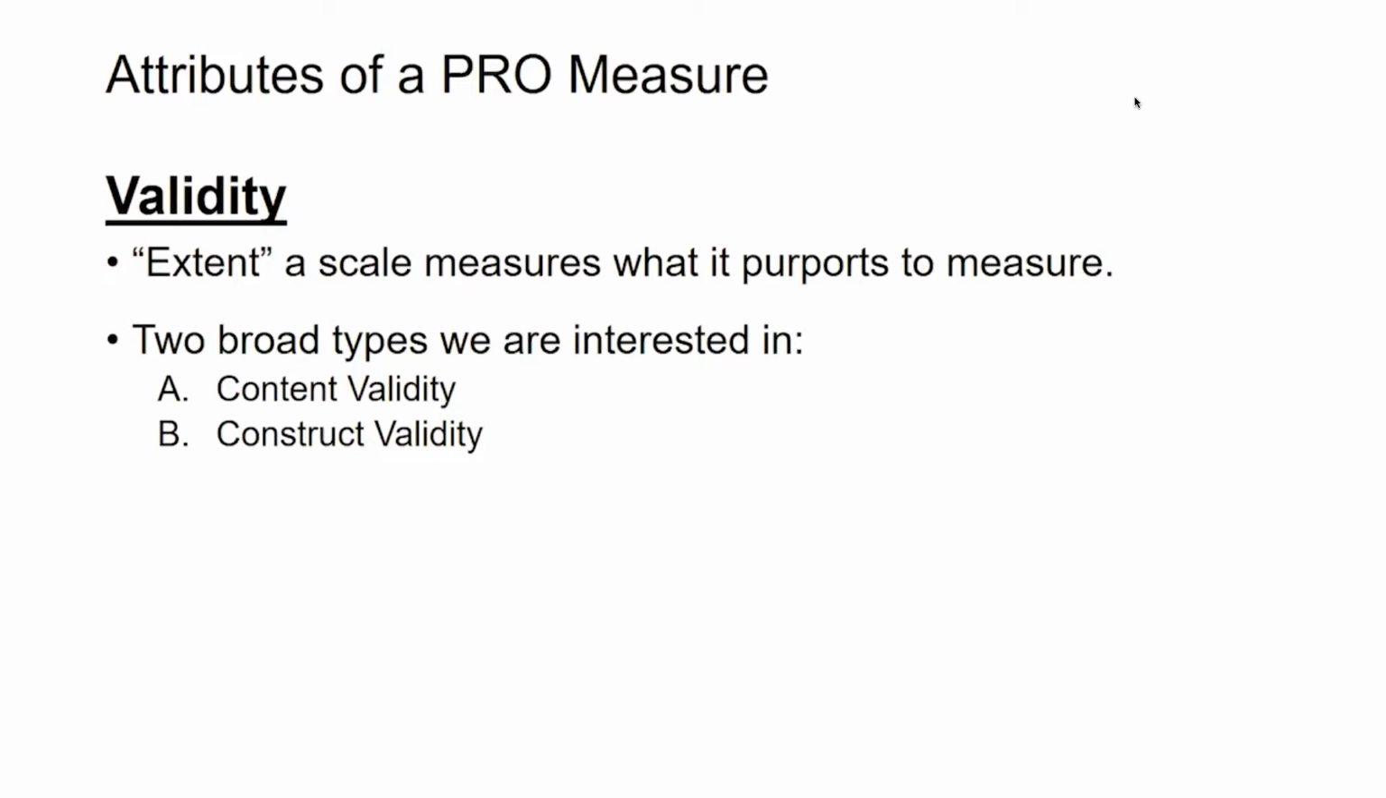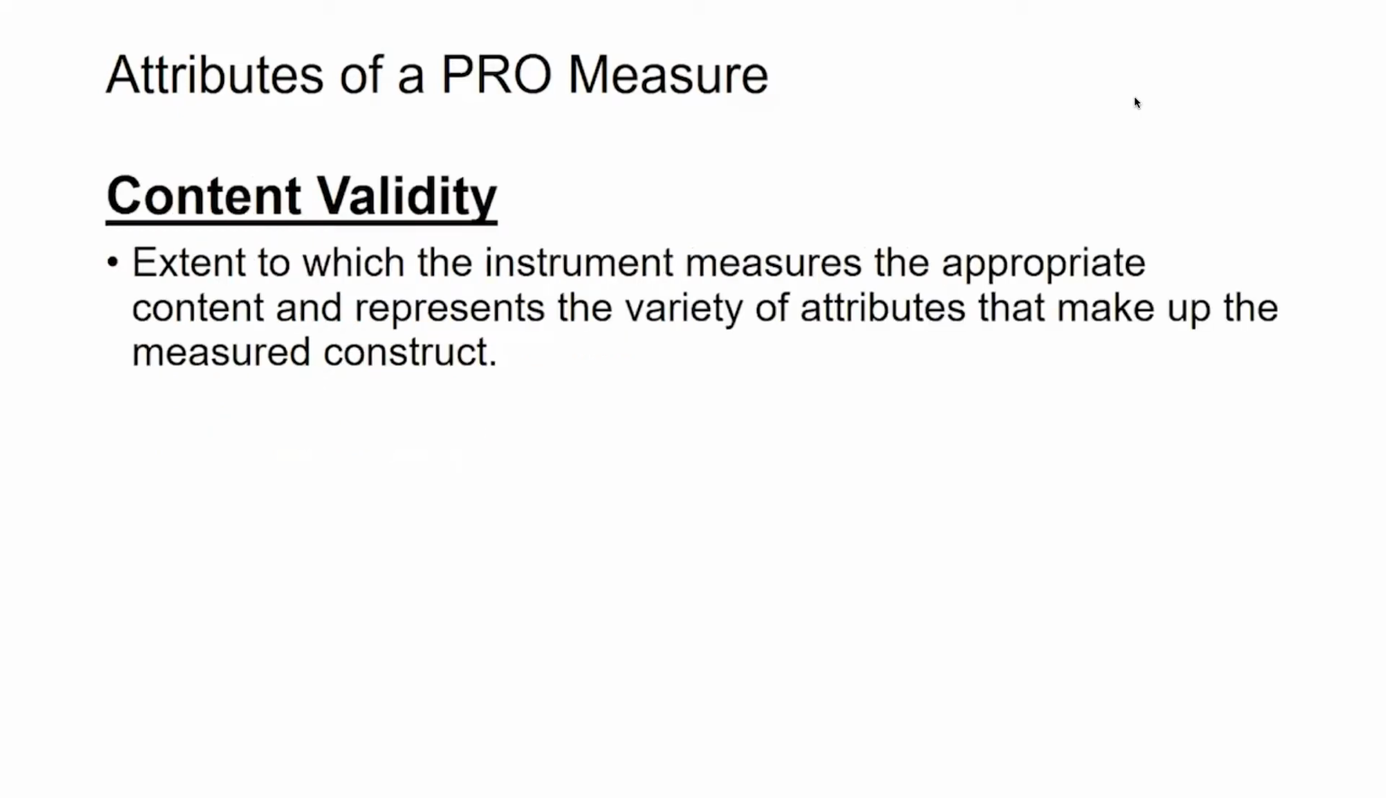There are two different key types of validity that we're particularly interested in for PRO measures. And the way we evaluate these can have a different approach. The first one is content validity, and the second one is construct validity. For content validity, this asks, to what extent does the PRO measure include the appropriate content that represents the concepts that make up that particular PRO measure?